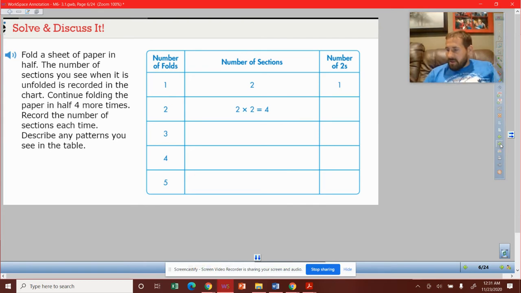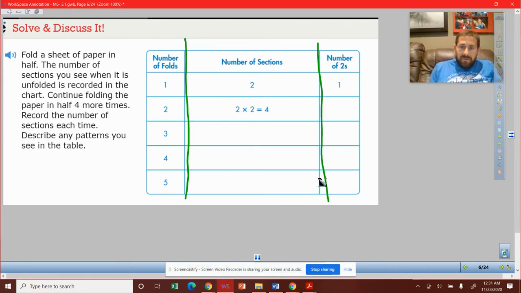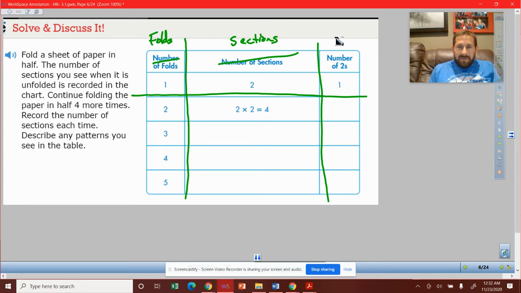So what I want you all to do is take this down, go one, two lines down your sheet. You don't need to draw these lines because you have lined paper. That'd be kind of a waste if you just leave the lines. So create one, two vertical lines, making one, two, three, four, five, six sections. You're just going to write "folds" here. You don't need to write the whole title. So, number of folds. Here you're just going to write "sections," and then here you're going to write number of twos.